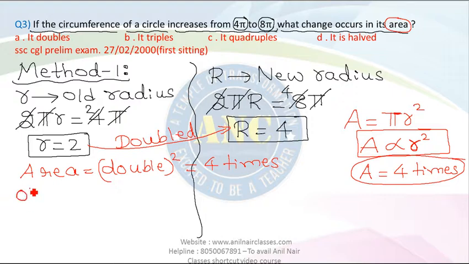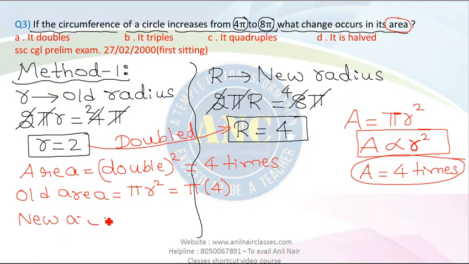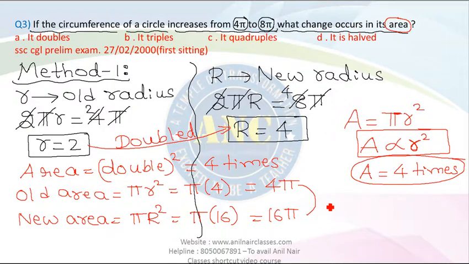Or if you want to check it out, old area will be how much? Instead of directly concluding, old area is pi small r square. R value is 2. Pi into 2 square is 4 pi. New area will be how much? Pi into capital R square. Capital R value is 4. 4 square is 16. That means old area is 4 pi, new area is 16 pi. 4 pi is becoming 16 pi. It is becoming 4 times. That means area quadruples. Answer is option C.